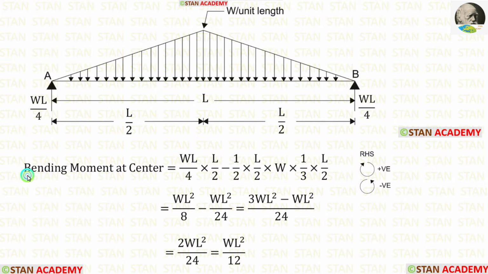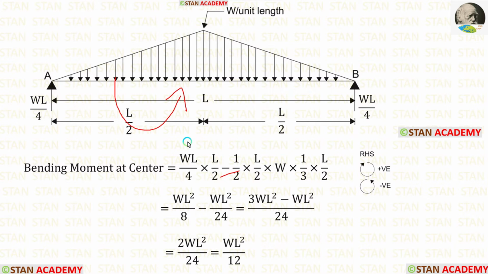Now let us find the bending moment in the center of the beam. I am going to find out the moment in the center from the point A. In this case, I am moving towards right hand side. Clockwise will be positive and anti-clockwise will be negative. The vertical reaction RA is acting in the clockwise direction, so it will be positive and the distance is L upon 2. Then we have the triangular load. It is acting in the anti-clockwise direction, so it will be negative.